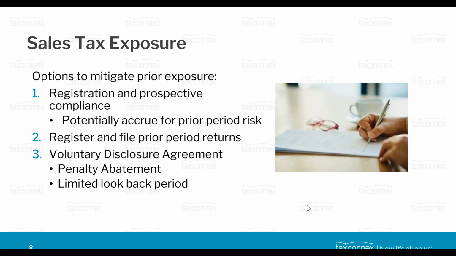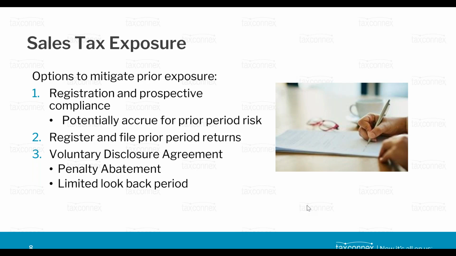It's more commonly executed when companies are either preparing themselves for due diligence to sell the business, or due diligence has been done by a buyer and the buyer demands that voluntary disclosure agreements be executed. Nobody wants to inherit your sales tax liabilities. So those are the common scenarios when the VDA might apply.